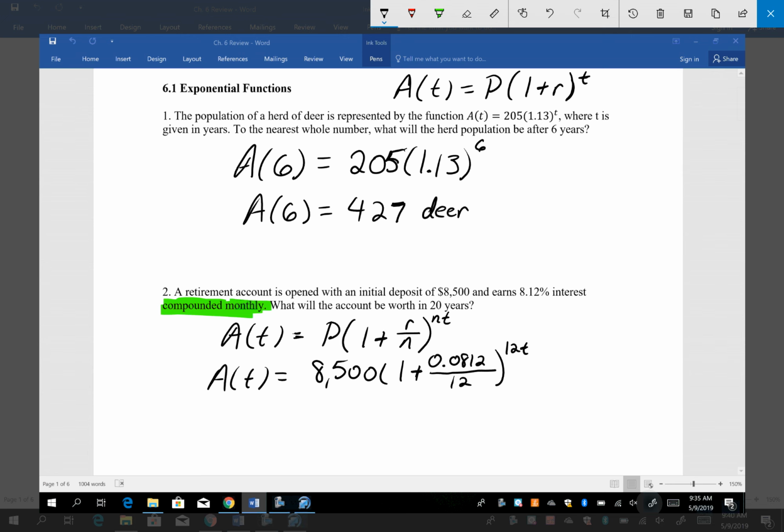So it says, how much money is it going to be in the account in 20 years? So if it had said 10 years, then T would be 10. If it said 50 years, T is 50. So now you're plugging in 20.